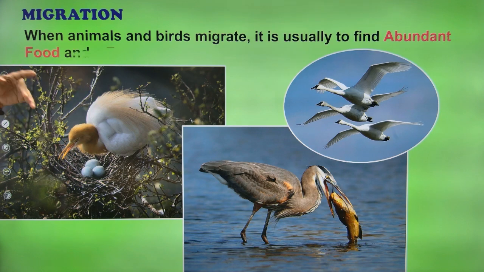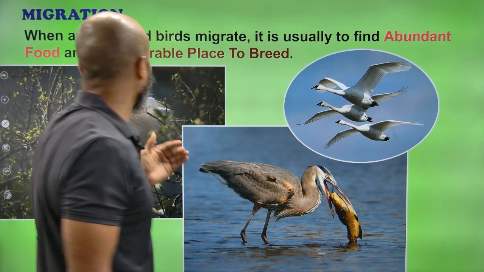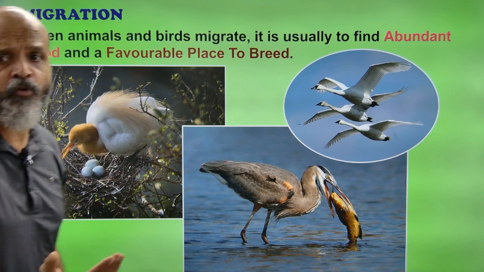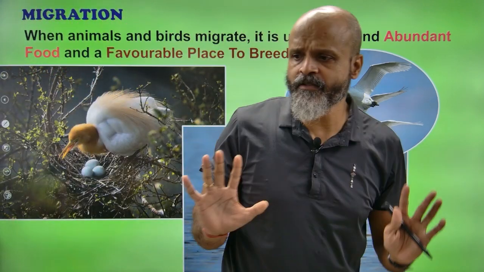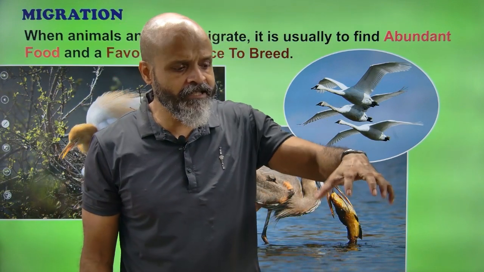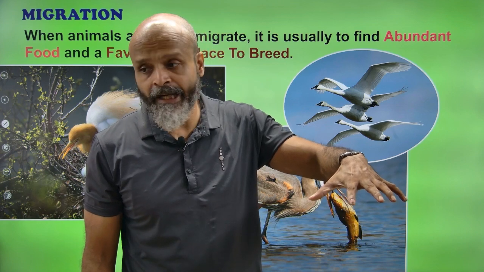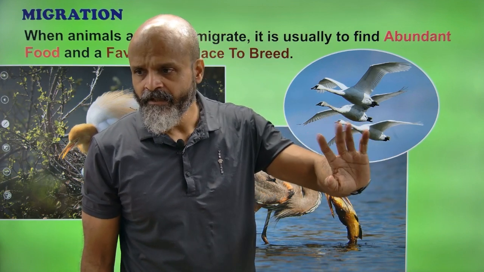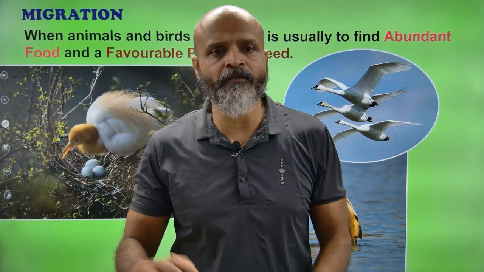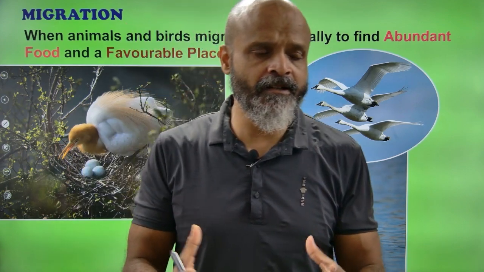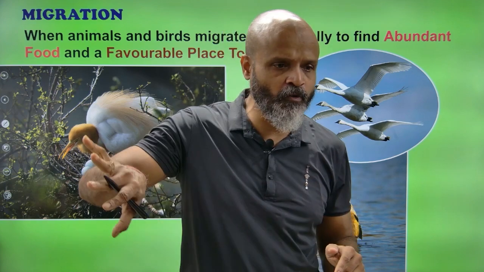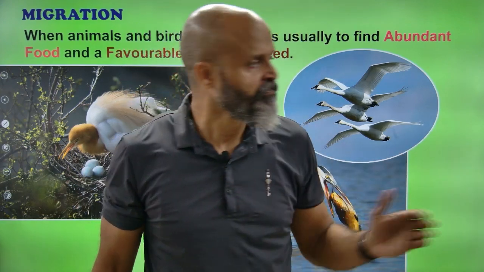When animals and birds migrate, it is usually to find abundant food and a favorable place to breed. So they migrate to different places. See, what is required first of all to sustain life? Food. So obviously, let's say there was a grassland out here and it is a dry season because of which the grasses have dried. So will the deer stay there? No, they will move. If the deer are not staying there, which happen to be prey for predators like lions and tigers or cheetahs, will they stay there? Obviously not. So they will also move. So the entire clan moves.